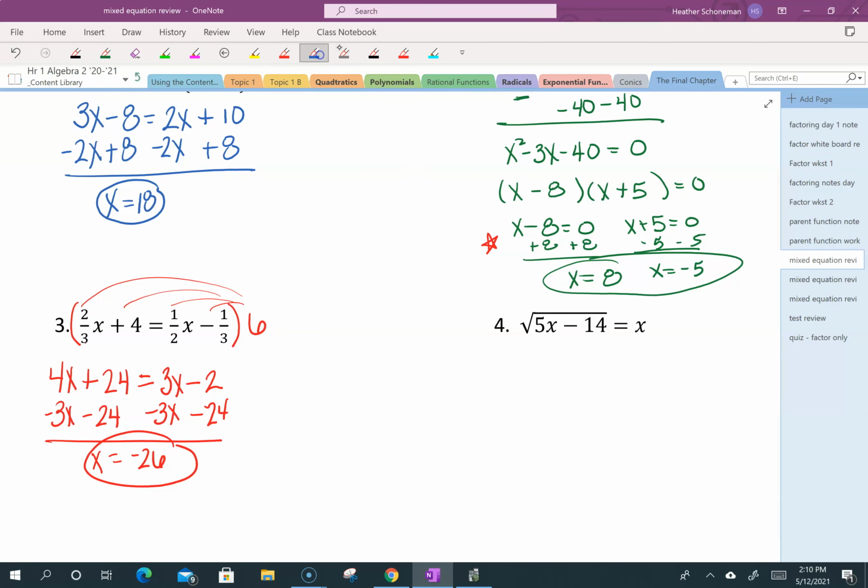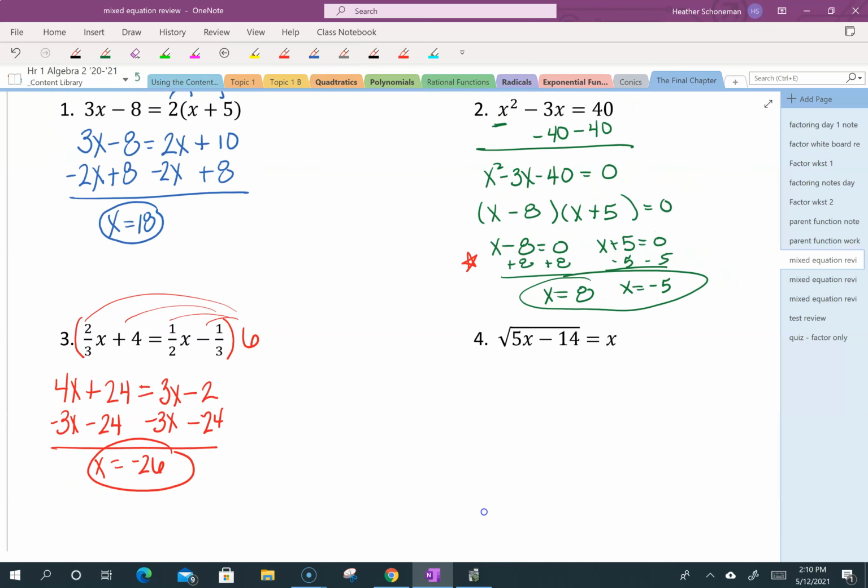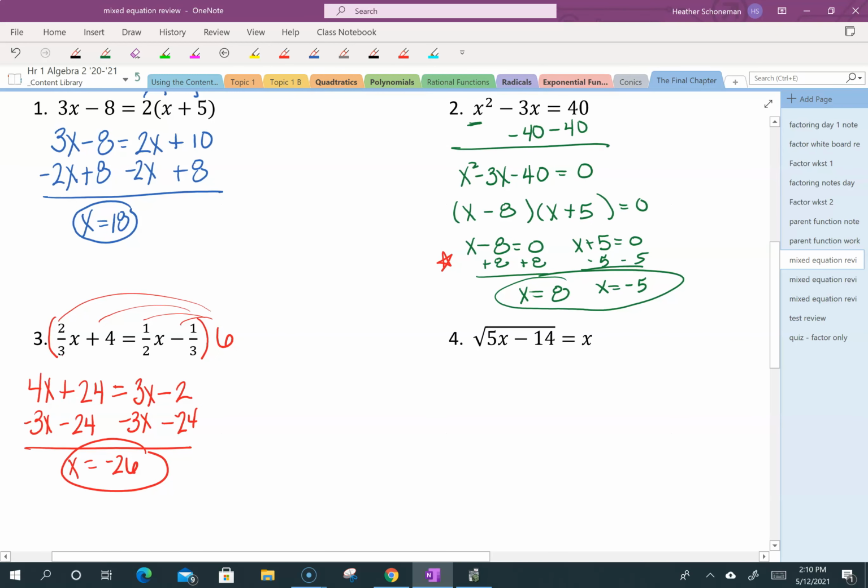Okay, number 4. Number 4 is a radical equation. I knew that because of the square root. So to solve it, I have to undo that radical, and the way we undo the radical is that we square both sides. When I square a radical, it cancels and I get what's underneath. So on the left side, I just have 5x minus 14. On the right, I have x squared. Now the equation is quadratic.